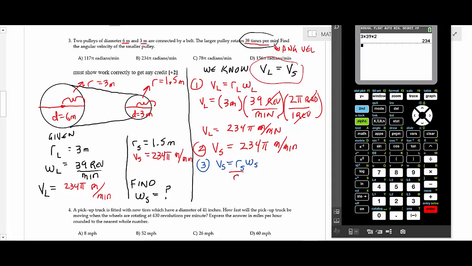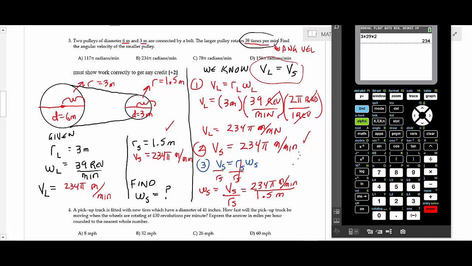Okay, now I need to just solve this equation for the angular velocity. So what I'm going to do is just divide both sides by the radius. And then what we ultimately need to do is, the angular velocity that we're trying to find is the linear velocity divided by the radius. And we now know those two things. So notice the linear velocity is 234 pi meters per minute. Let me write that a little better. So that's 234 pi meters per minute. Okay, and then the radius was right here, 1.5 meters.